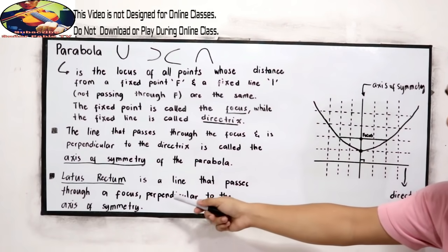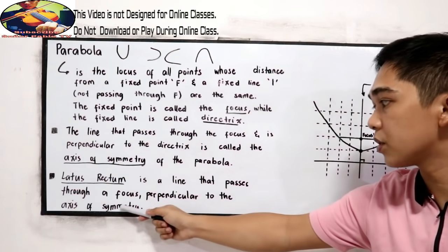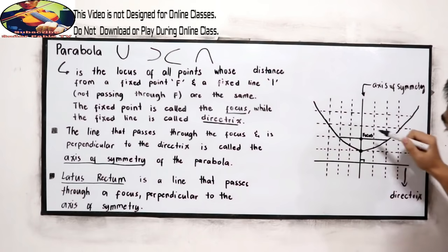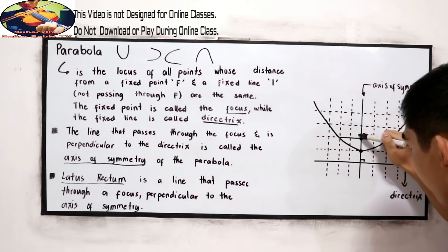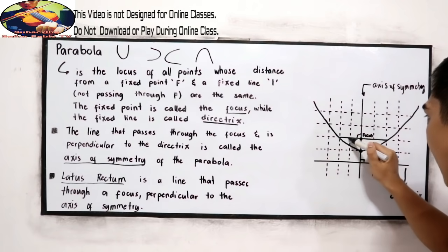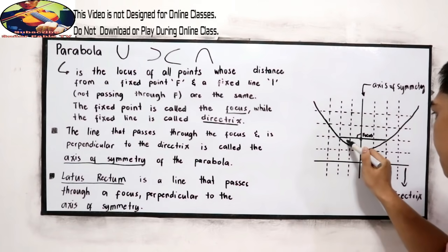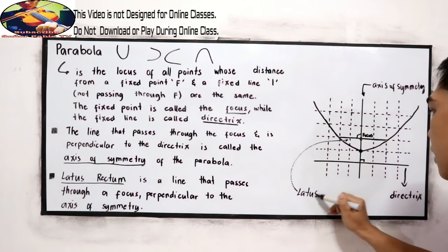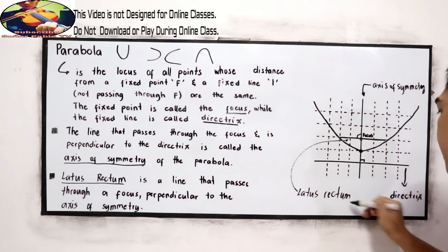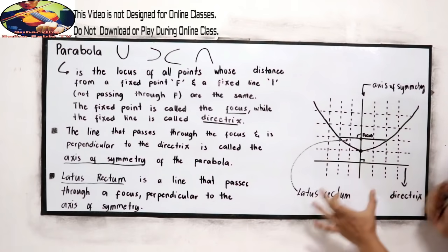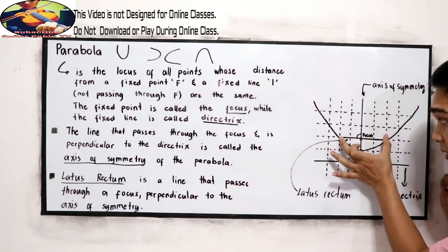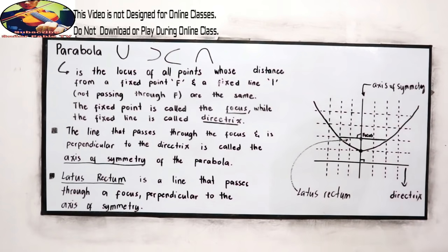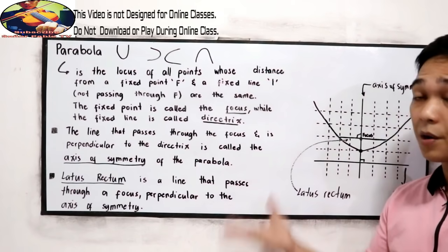And the latus rectum is a line that passes through the focus perpendicular to the axis of symmetry. So this line passes through the focus and is perpendicular. So this is the latus rectum. In a parabola, we're going to find the length of the latus rectum, this length. Okay, so that is the definition and different terms in our parabola.